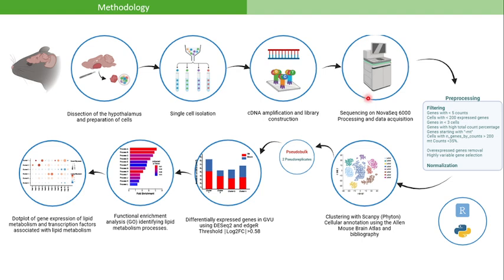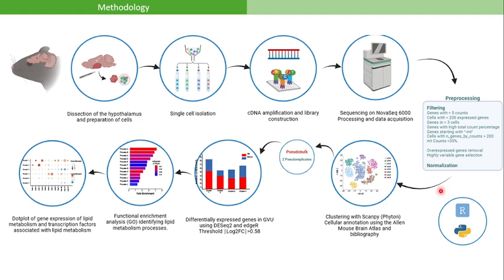The pre-processing included several filters, such as genes with fewer than 5 counts, cells with fewer than 200 expressed genes, genes present in fewer than 3 cells, genes with a high total count percentage, genes starting with MT, cells with n_genes_by_counts greater than 200, mitochondrial gene counts less than 35%, removal of overexpressed genes, and selection of highly variable genes. Data normalization was then performed.